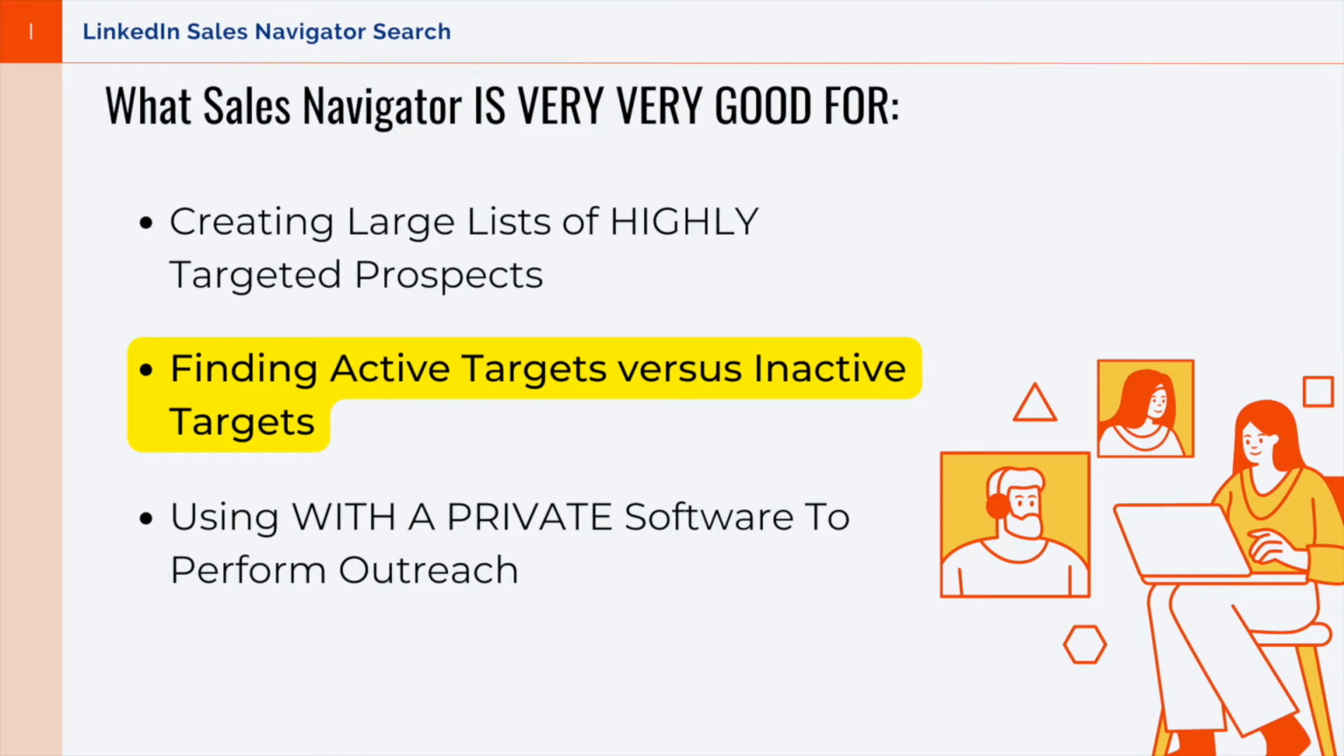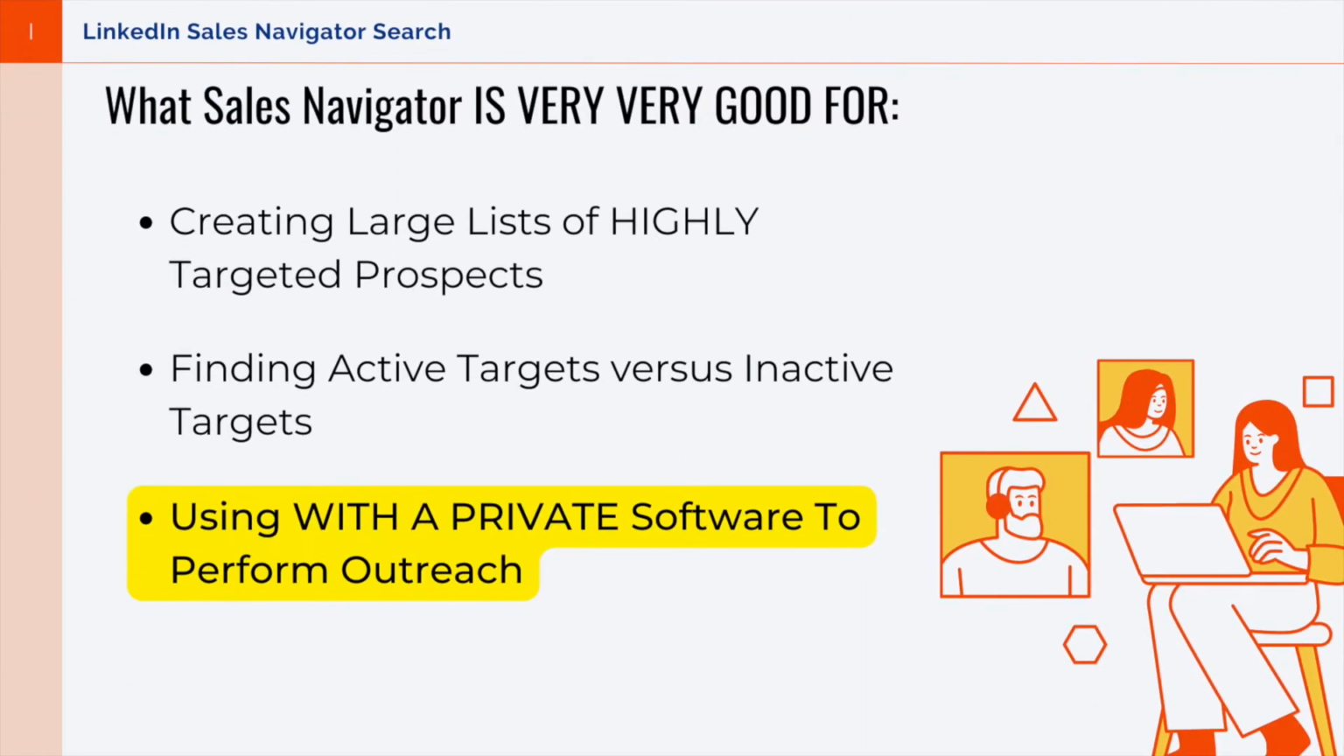It's also a great way to find targets that are active versus not active. I'm going to walk you through the little activity hack that's going to make sure that you're only targeting very active people on LinkedIn. And we also use this in conjunction with a private software to perform outreach. Do not use a software you can find on Google like DuckSoup or LinkedIn Helper or Linked Helper or whatever the million other Socialneighbor and Jarvee and all of these softwares out there.